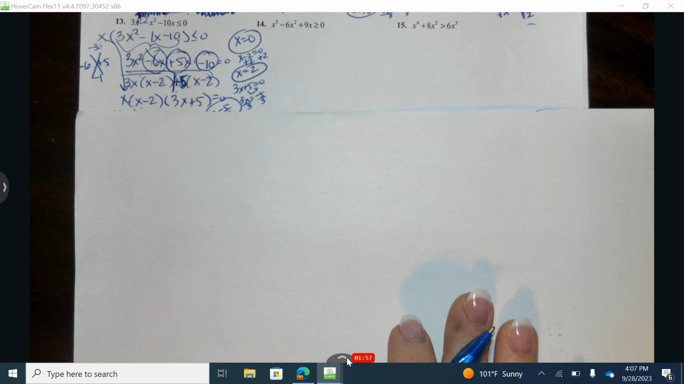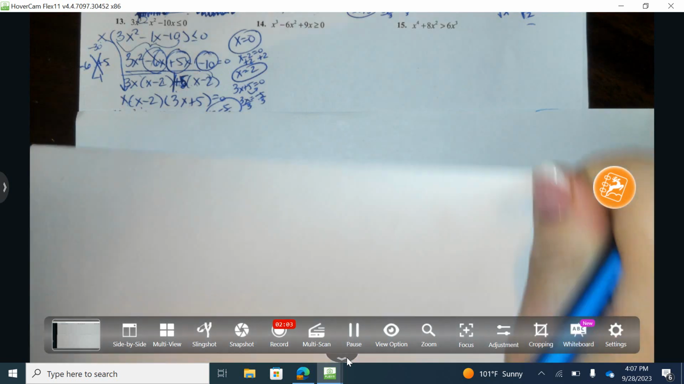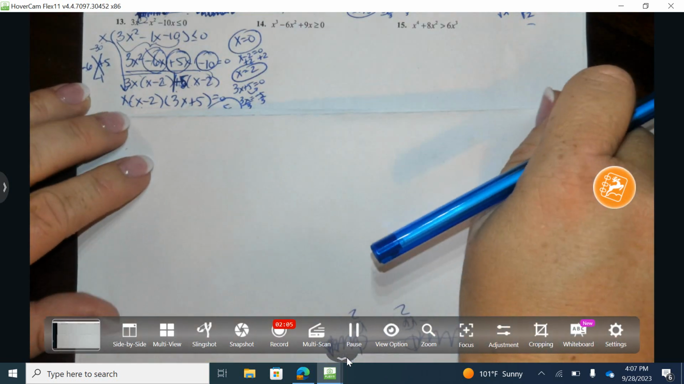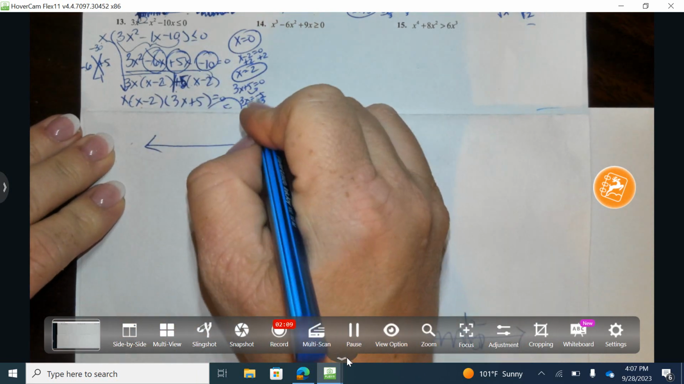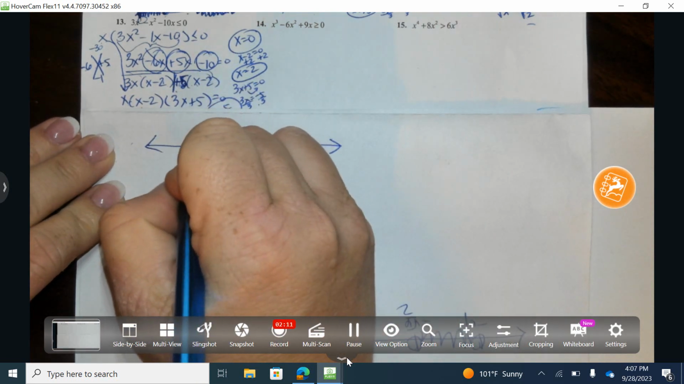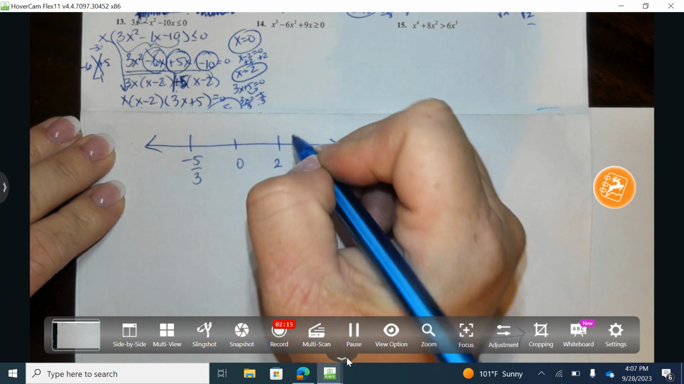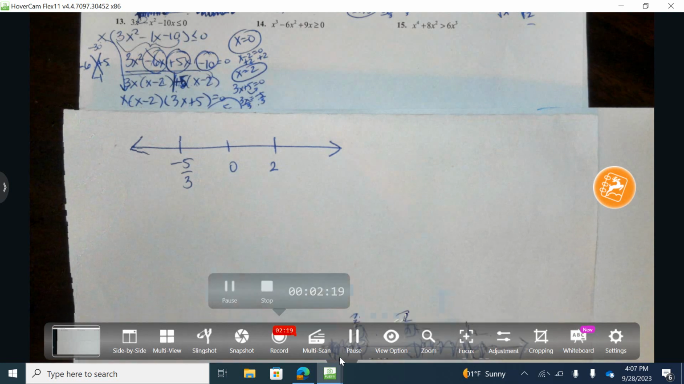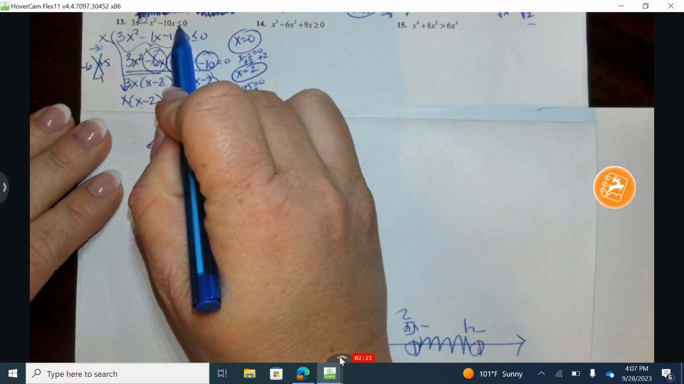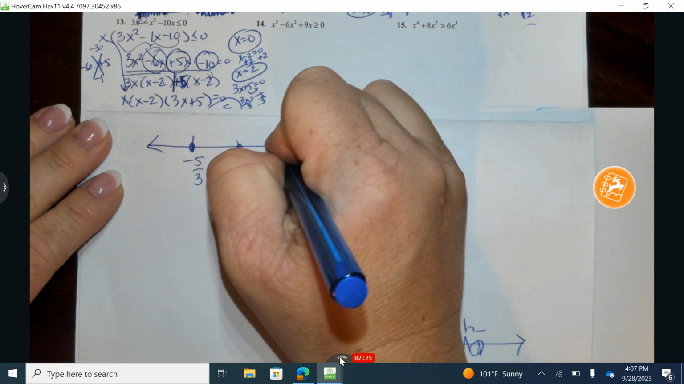So I have 3 solutions, and now let me draw a number line. Let me find a nice area here where I can do that. Okay, so I have my number line, and my smallest number is negative 5/3, and then I have 0, and then I have 2. Let me move this up. Okay, so we can see up here we have a less than or equal to. For that reason, I'm going to do closed dots at each of these points.